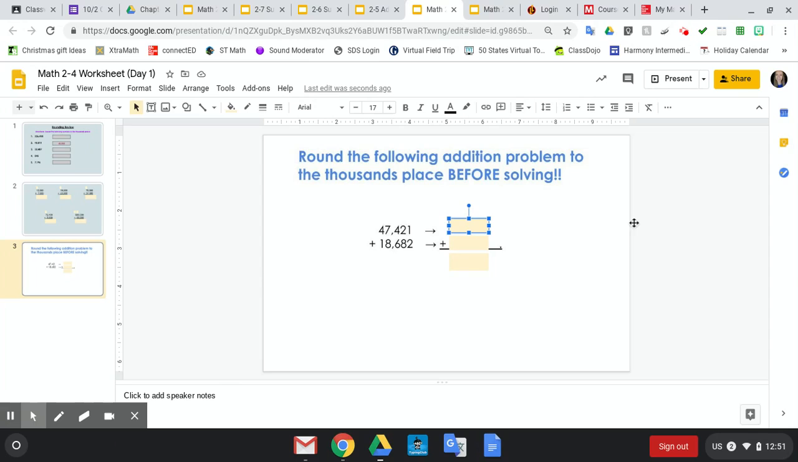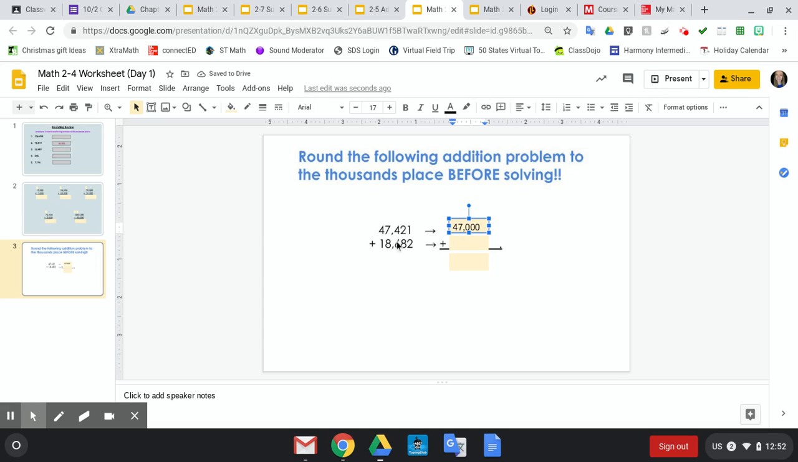We need to round to the thousands place. So 47,421, find the place, look next door, 5 or more, we raise the score, 4 or less, we let it rest. This is 4 or less, my 7 stays a 7, keep the 4, keep the 7, everything else is zeros. Let's do it again.